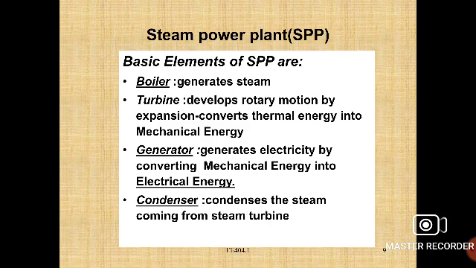The function of the generator is to generate electricity by converting mechanical energy into electrical energy. In a motor, electrical energy is converted into mechanical energy. Here, mechanical energy is converted into electrical energy. Next one, the condenser.